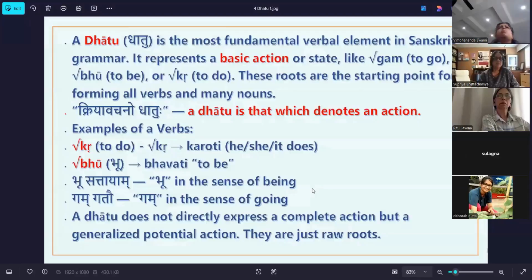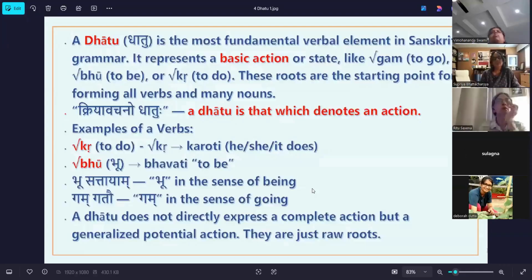The thing is, we are looking for the immediate precedent. Immediately before what comes. So when you form a samasa, immediately before that there is a noun. Is it not? Now, what is the definition of dhatu in Sanskrit? Kriya vachano dhatu. We have already said dhatu is always associated with action. Kriya means action. Kriya vachano dhatu means a dhatu is that which denotes an action.